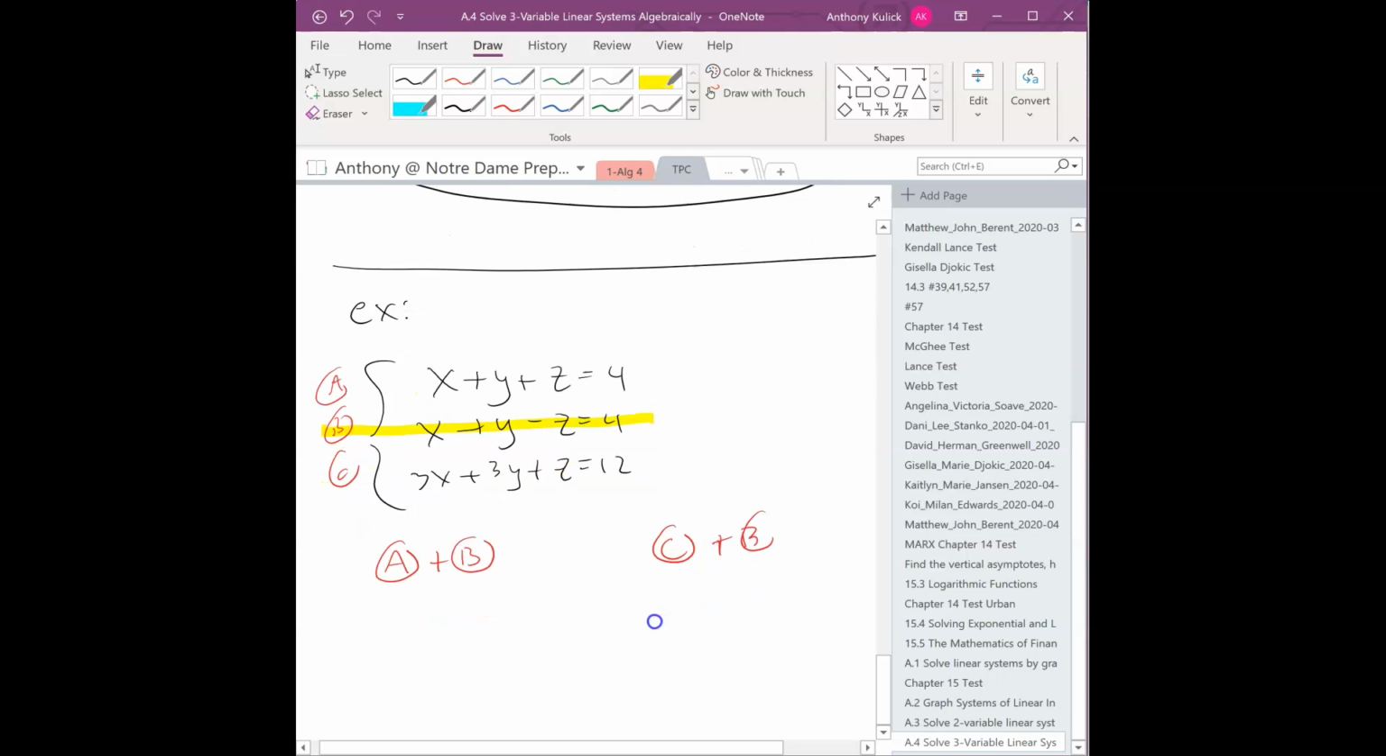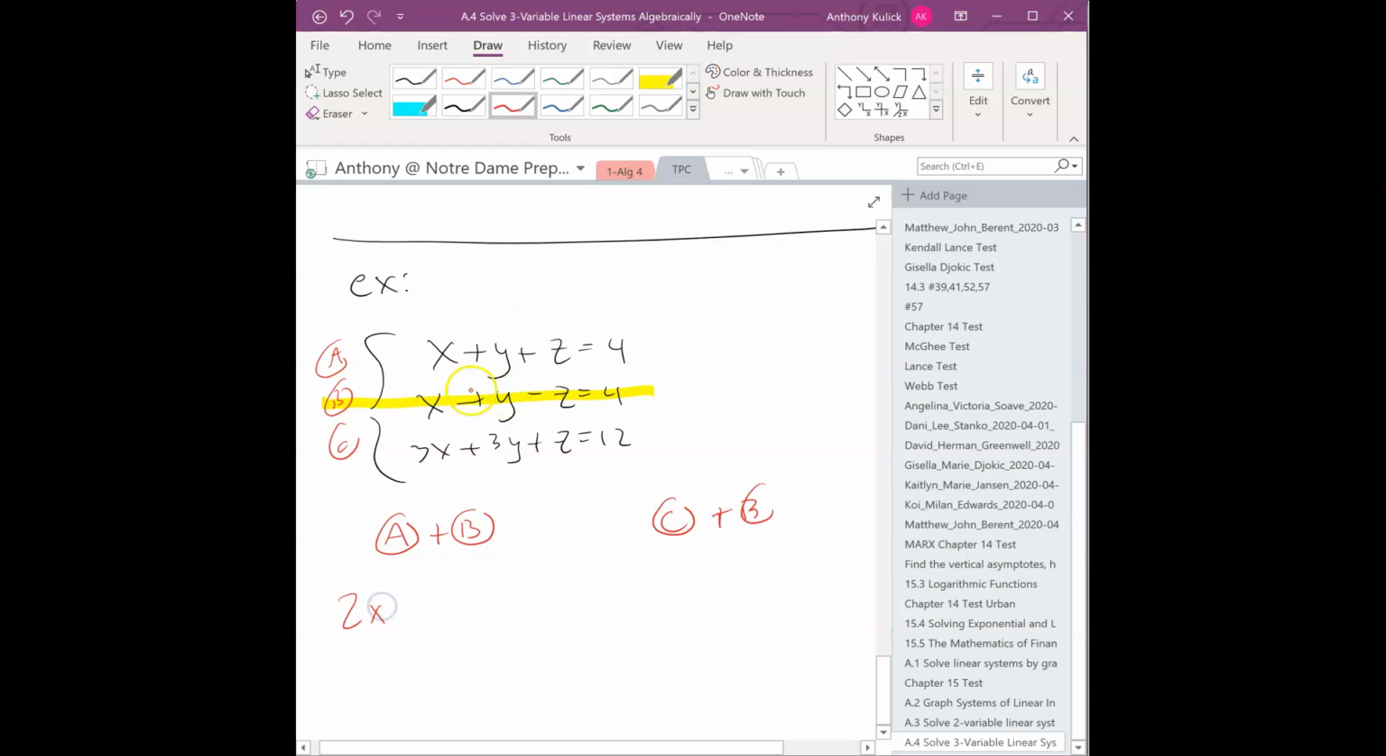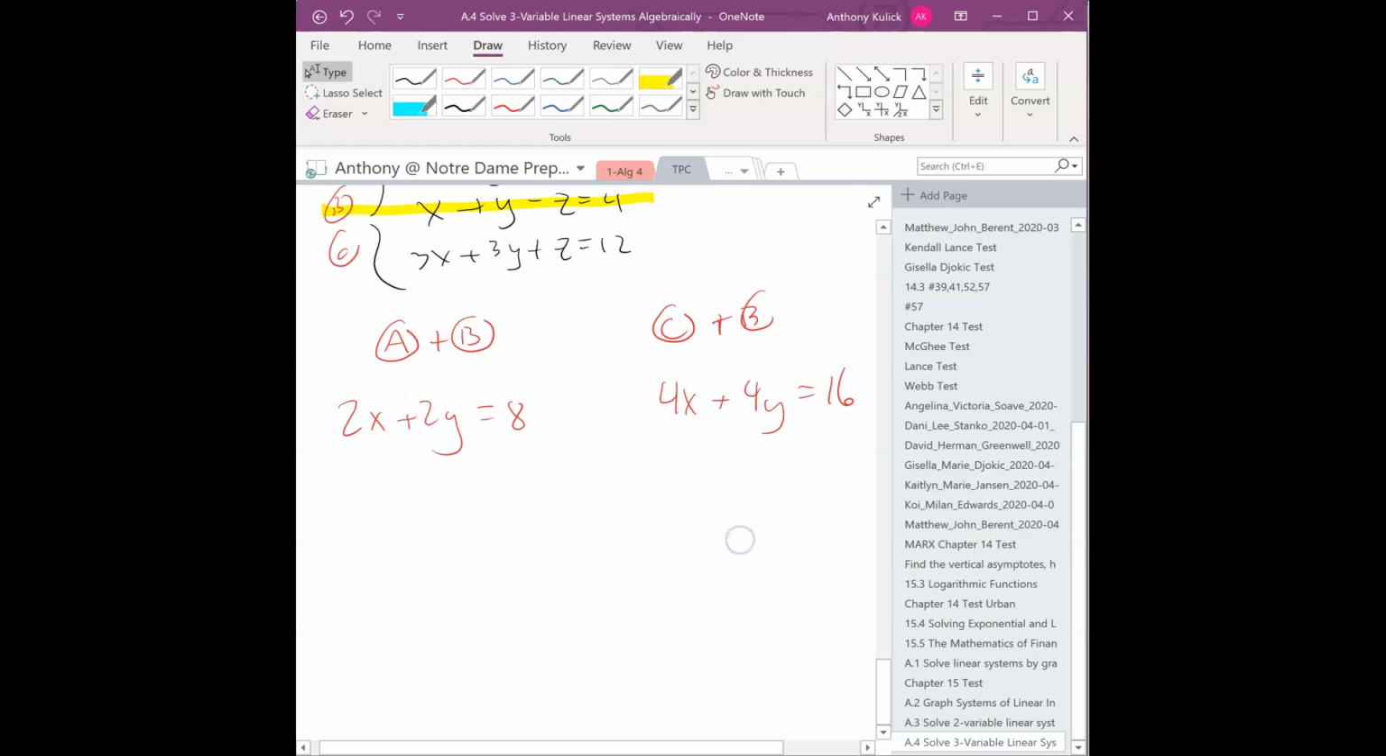So when I do a plus b, I get 2x, 2y, the z's give me 0, is equal to 8. And I do c plus b, I get 4x plus 4y, this is negative z plus z is 0, and then equals 4 plus 12 is 16. So this gives me my new system with equations D and E, 2x plus 2y equals 8, and 4x plus 4y equals 16.